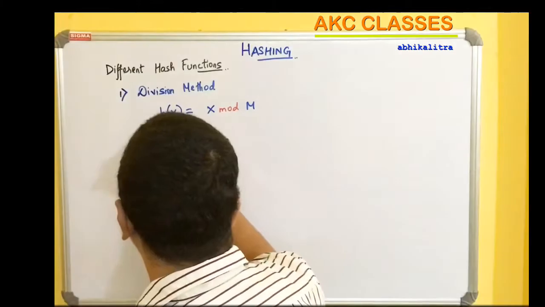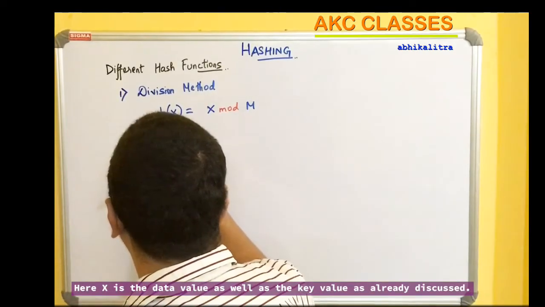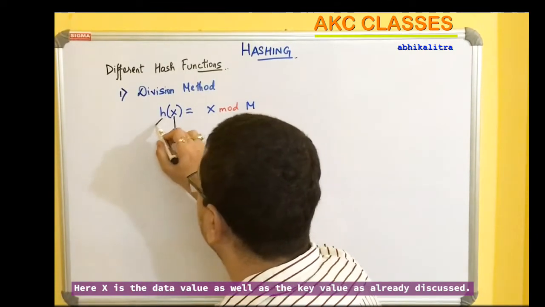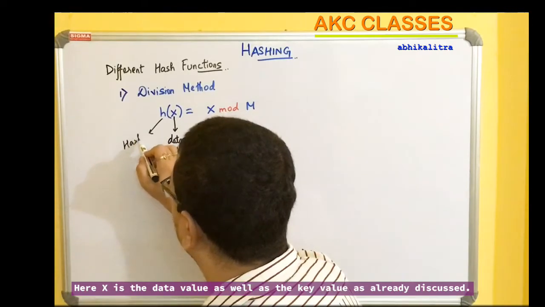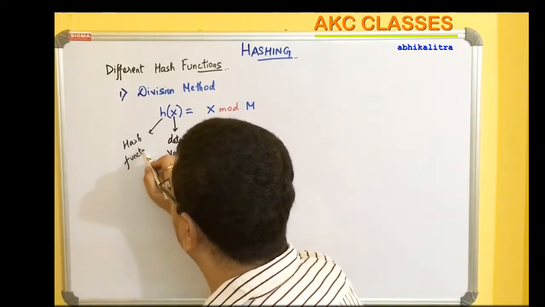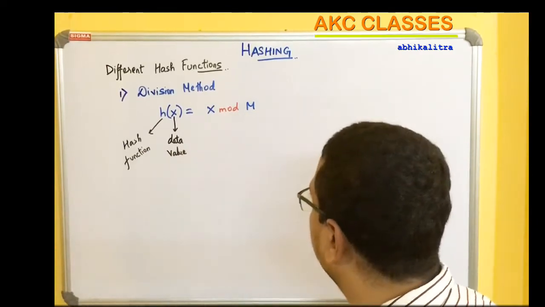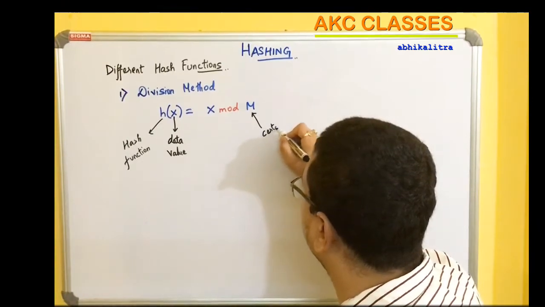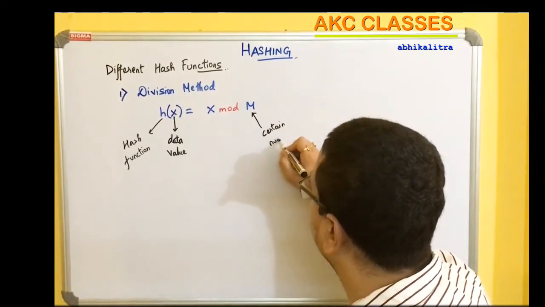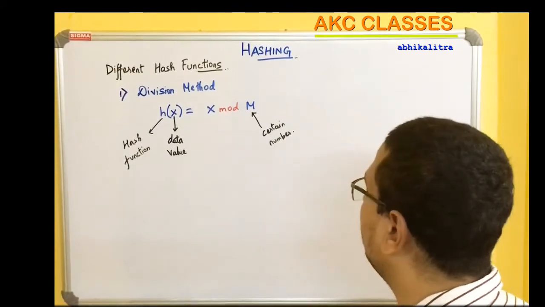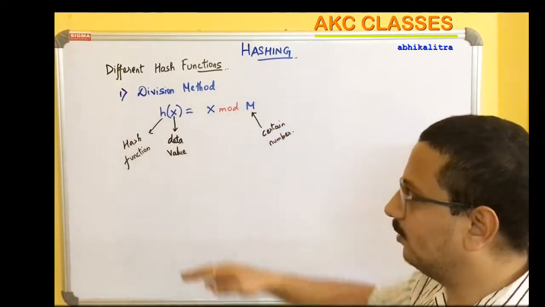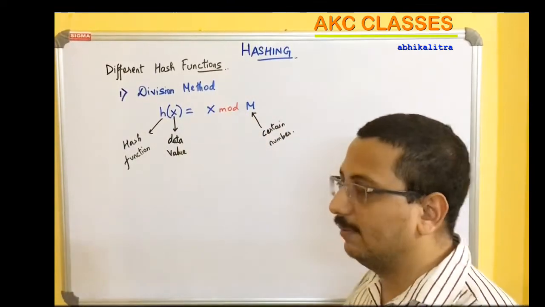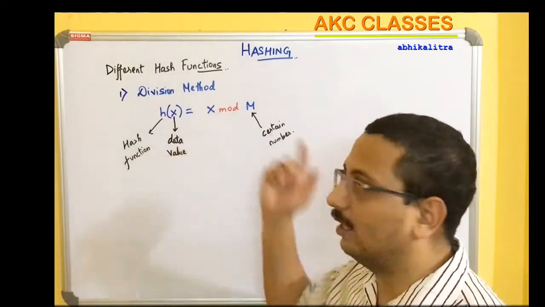What is x? x is the data value, right? h is the hash function, and m is a certain number, right? This is a certain number which we will discuss in detail when we go in depth about this method. This mod is basically a modular division. That means you obtain the remainder out of this, right?